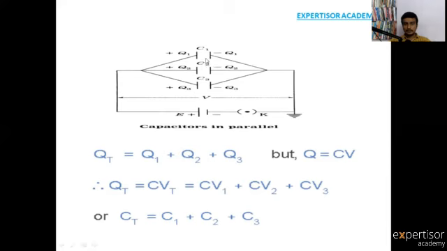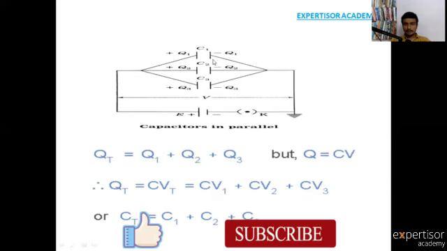Okay, so how to identify the parallel combination for three capacitors? Three capacitors is not mandatory. Two or more, that is our wish. Okay, see here, these all are the first plates of the capacitors. These first plates of the capacitors are combined at one point. Second plates of all the capacitors are combined at another point. So that's why this is parallel combination.